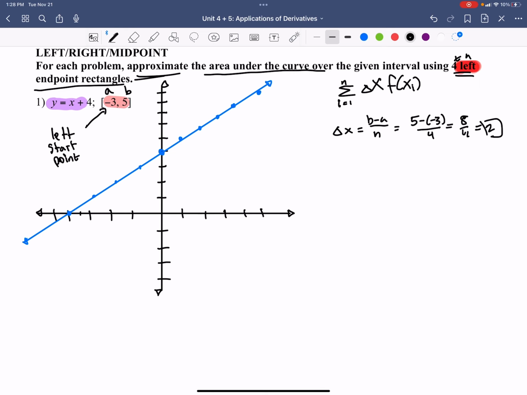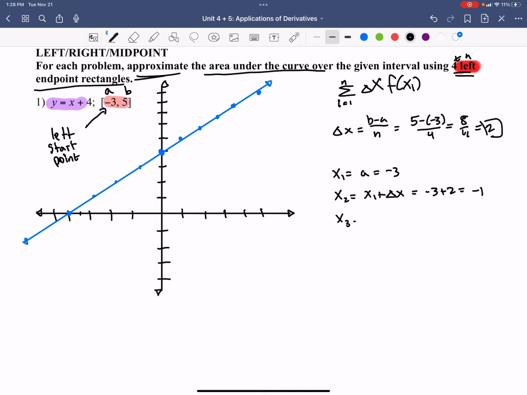So we're going to start here, and we're going to go from -3 to 5. So x sub 1, which is a, is equal to -3. Then you need your next point, x sub 2, which is x sub 1 plus delta x, which is -3 plus 2. So my next point where I'm going to do my rectangle is at -1.